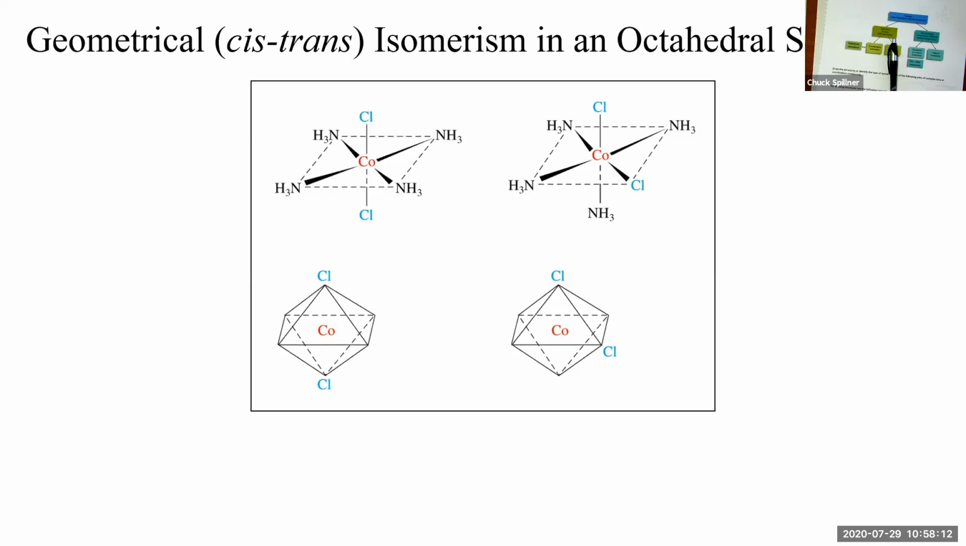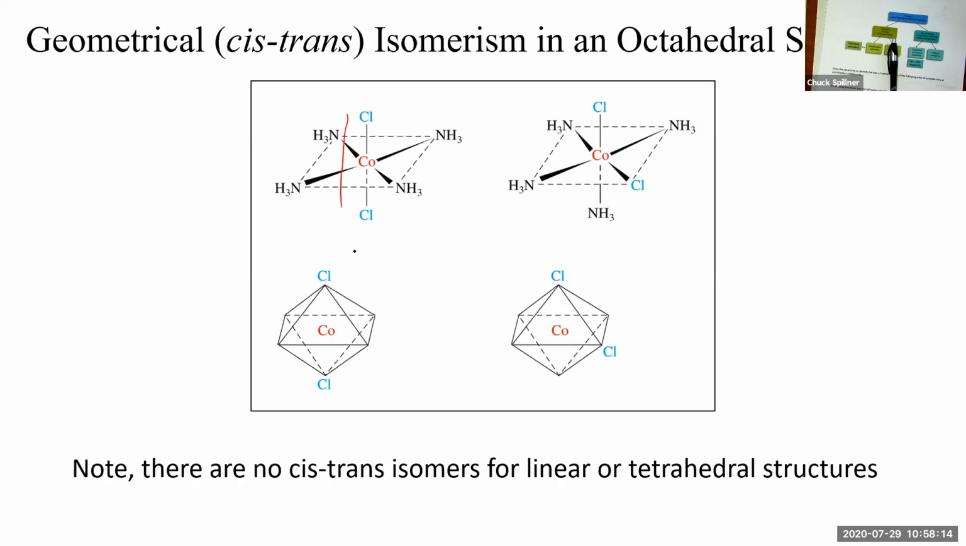It looks like the chlorines are on opposite sides of the plane. If you look at the four amines, they're forming a plane around that cobalt. And then above the plane and below the plane are the chlorides, or the chloros. And so that's the trans. So that's the trans there on the left. I'll put trans here.